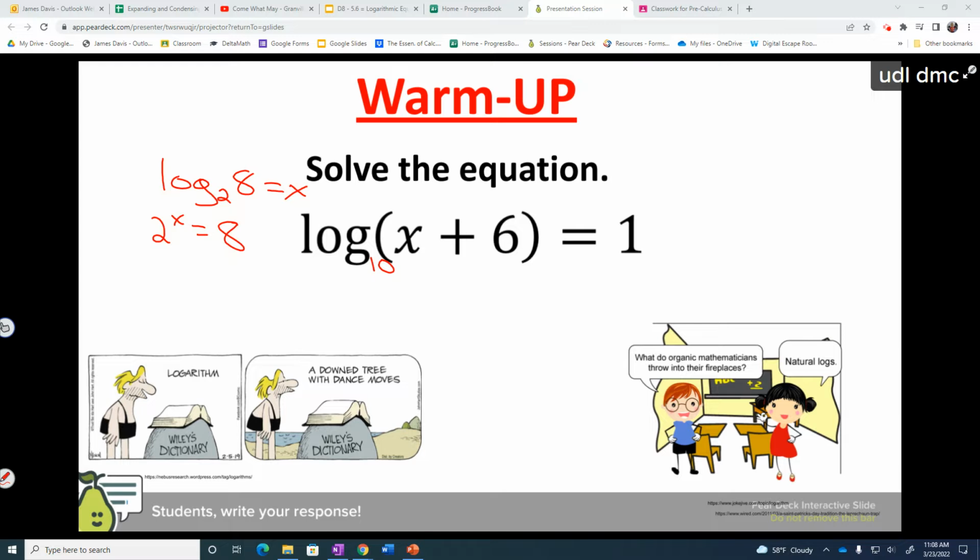So same idea, we could do it here just as x equals 6. We could say 10 to the first power equals x plus 6. And then you just subtract 6, so x is 4. So that's what we're going to do today as one of the ways we're going to solve them.